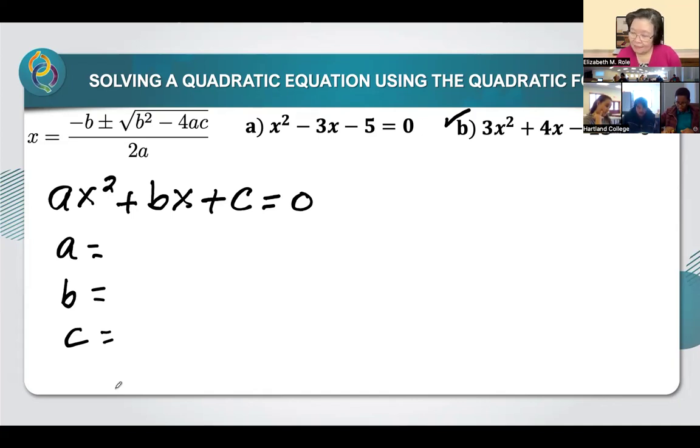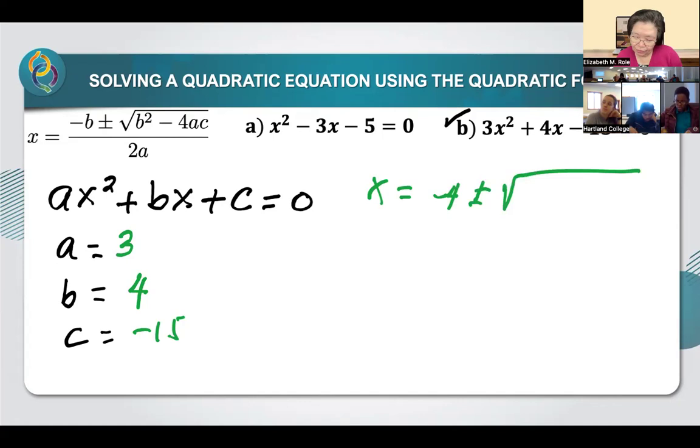So I think you were able to put in all those values. Of course, your a is 3, your b is 4, your c is negative 15. So it's now negative 4 plus or minus the square root of 16 plus 4 times 3 times 15, a plus. And multiplying, I think you got 180.